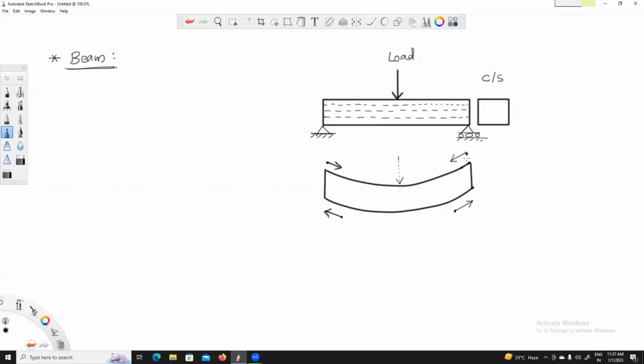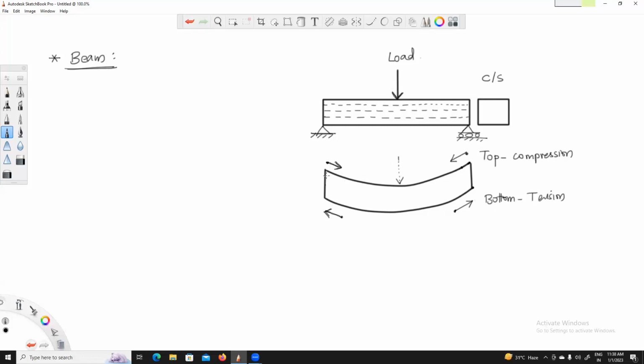From this intuition, we can say that the top layer of this beam is under compression, because this is tending to decrease the length of the top layer, right? And as the points on the bottom layer are stretched outwards, the bottom layer of this beam is under tension. It is tending to increase the length of the bottom layer. So the top layer is under compression and the bottom layer of the beam is under tension.